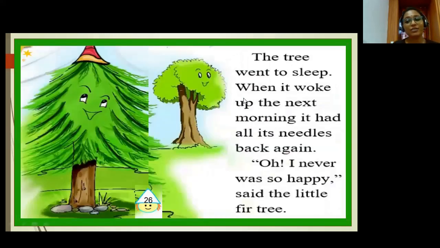The tree went to sleep. When it woke up the next morning, it had all its needles back again. Oh, I never was so happy, said the little fir tree. So the fourth wish of the fir tree also had come true. The next morning, as it had wished, the fir tree got back its needle-like leaves and it never felt so happy. Here ends our story, children.